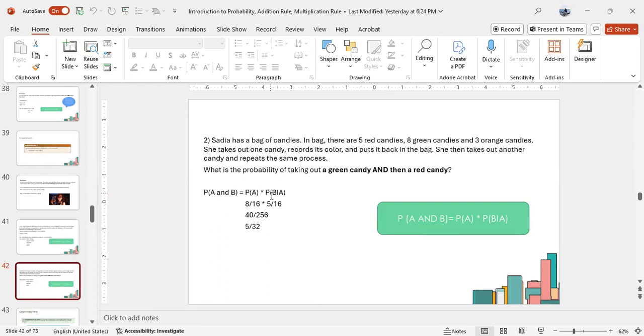And then conditional probability of B on A. Because the candies have been replaced, that is, they have been put back in the bag, there is no deficit of candies, contrary to the last example where there was no replacement. So we have to calculate the probability of B, that is, probability of these red candies. And what is the total number of red candies? 5. So 5 divided by 16, again 16, because replacement has been done. So after multiplication, we get the answer of 5 by 32.